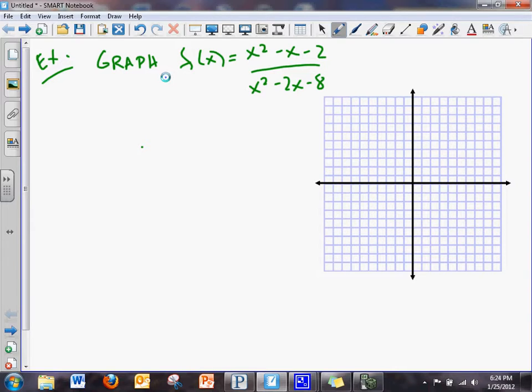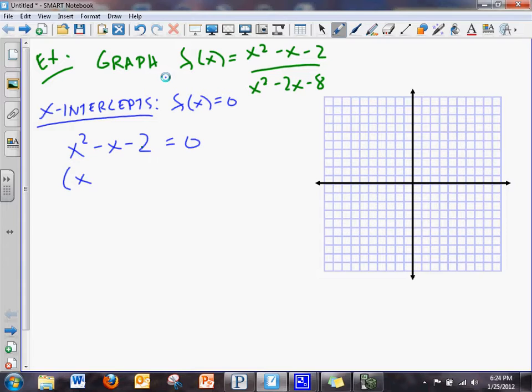I like to look at the intercepts, so let's look at the x-intercepts first. The x-intercepts are always when y is equal to 0. And for this function to be equal to 0, it's a fraction. The only way a fraction is equal to 0 is if the top, the numerator, is 0. So I'm going to set this equal to 0. And it's factorable. All right. x minus 2, 2x plus 1. And then I get two x-intercepts.